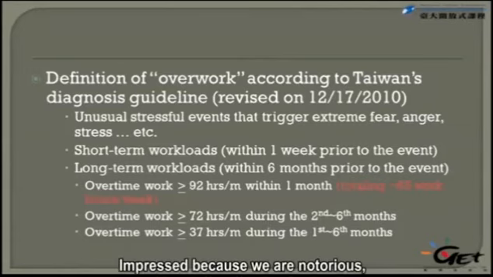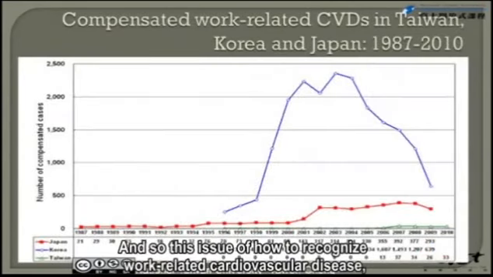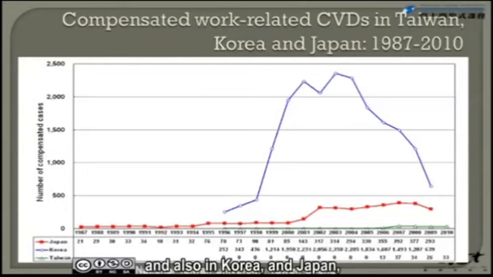Impressed because we are notorious in terms of long working hours. So how to recognize work-related cardiovascular disease is an important policy issue here in Taiwan and also in Korea and Japan. Taiwan's guideline is very similar to the Japanese version and also similar to the Korean version.